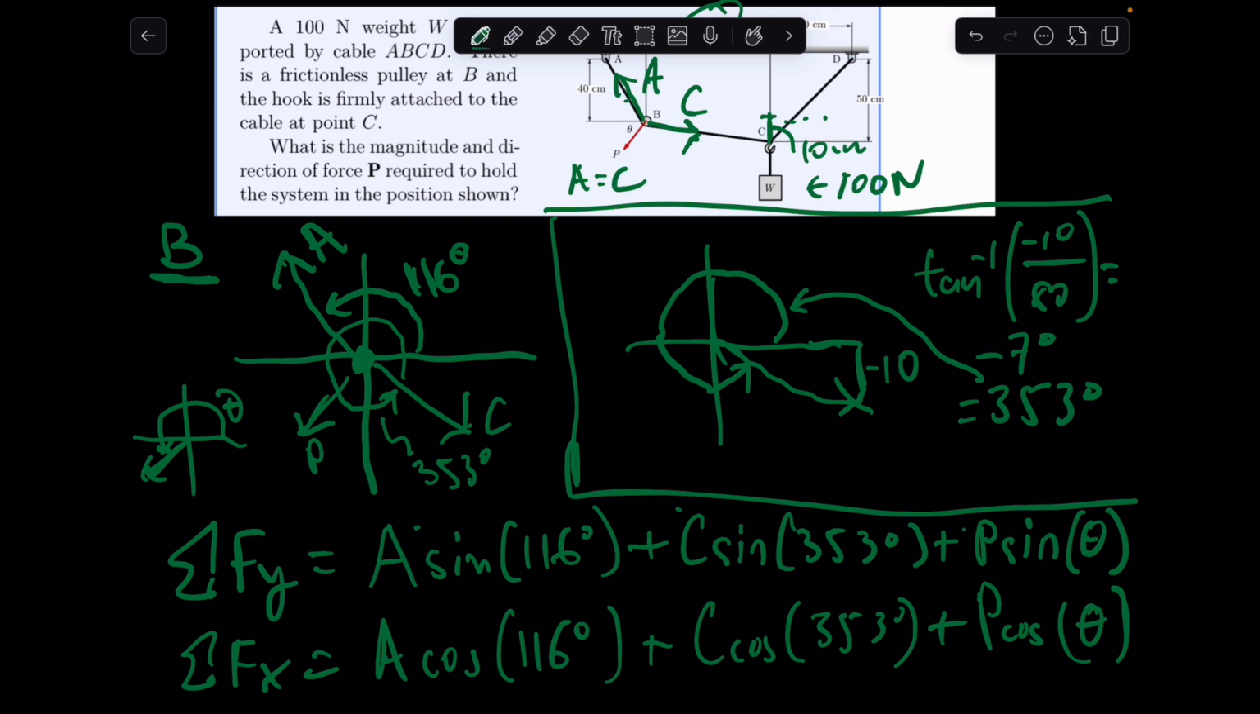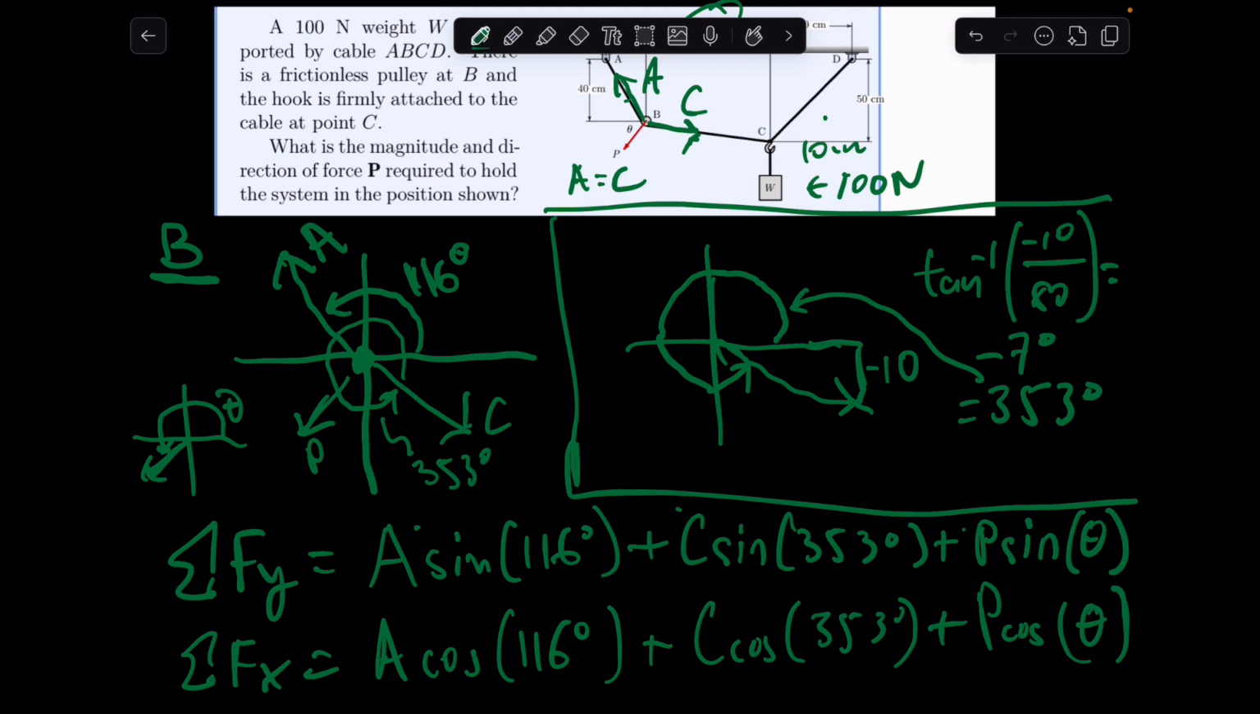It won't work in this case right here where we have the fixed hook, because it's not a frictionless pulley. So right here we can't assume that this force and this force are going to be equal. We cannot assume that, not in this case, because again, the hook right there.